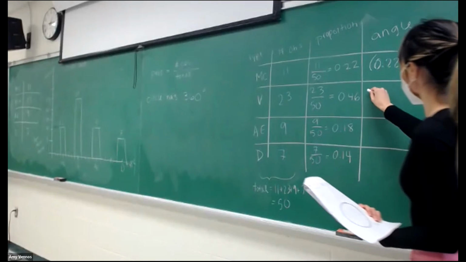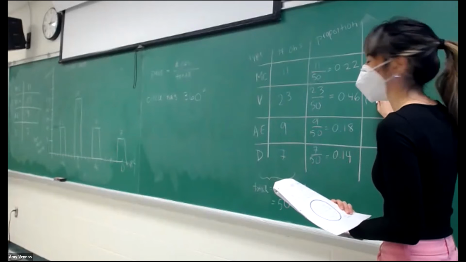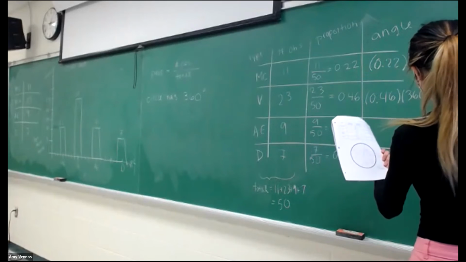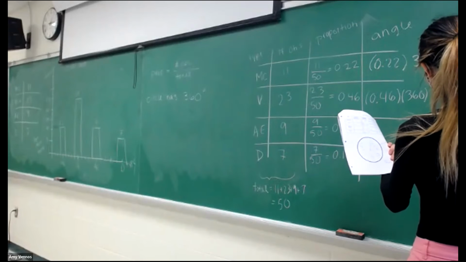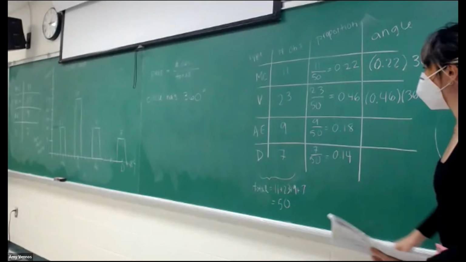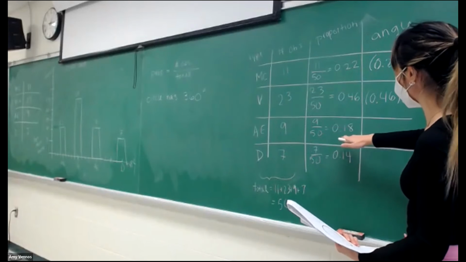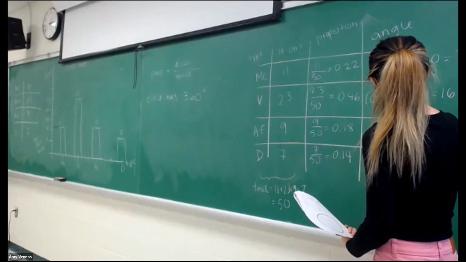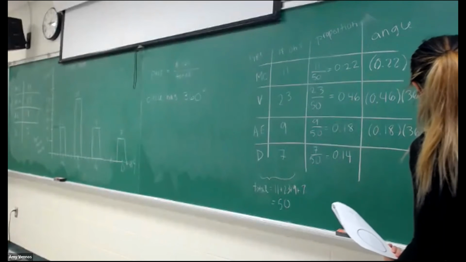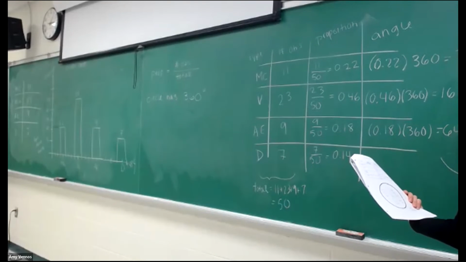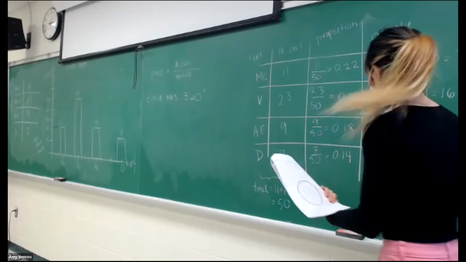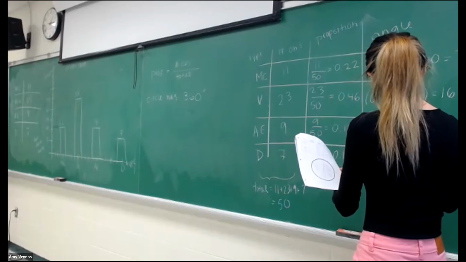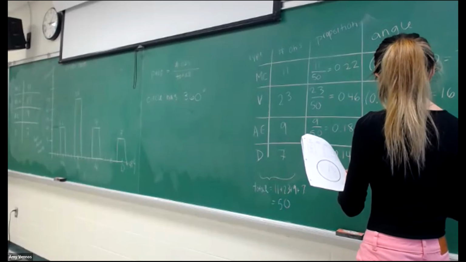Okay. What about Visa? Do the same thing, right? 0.46 times 360. And that gives me 165.6. Okay. If I were to do, I keep wanting to say American Eagle, don't know why. American Express, 0.18 times 360. Okay, and that gives me 64.8. And Discover could be 0.14 times 360, which gives me 50.